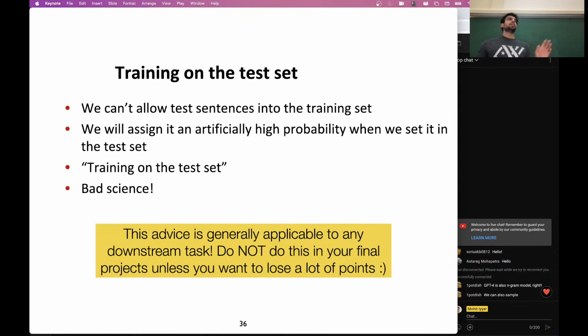Just a side note, in your projects, please do not train on your test set. We have taken off lots of points in the past for people who have done this. It doesn't make any sense if you want to evaluate how good your model is, right? You want to evaluate it on new data, not the data that it was trained on.